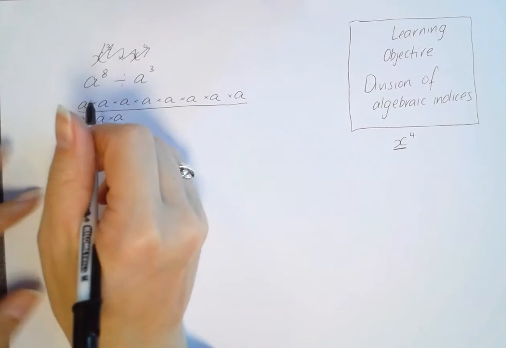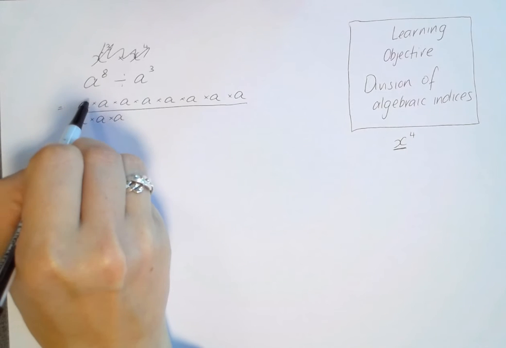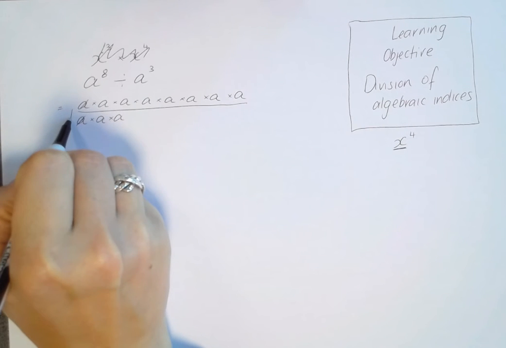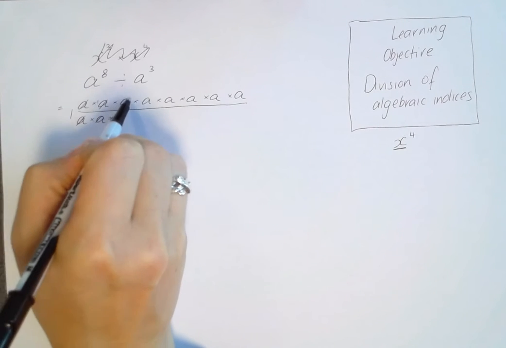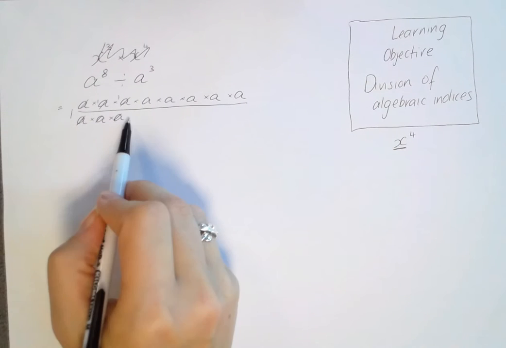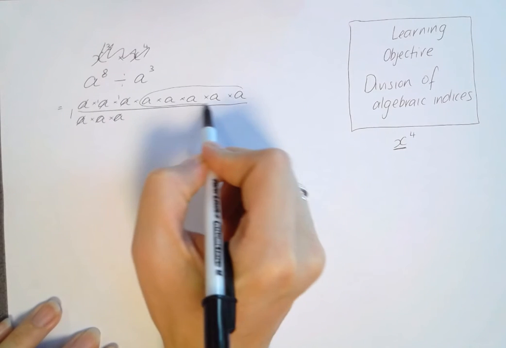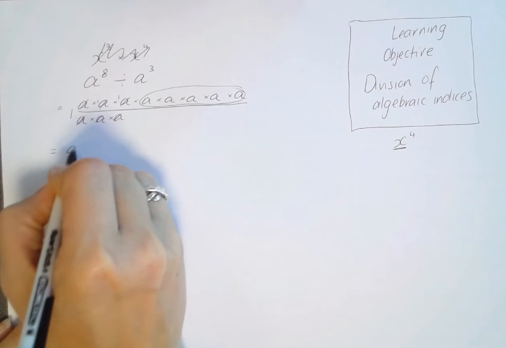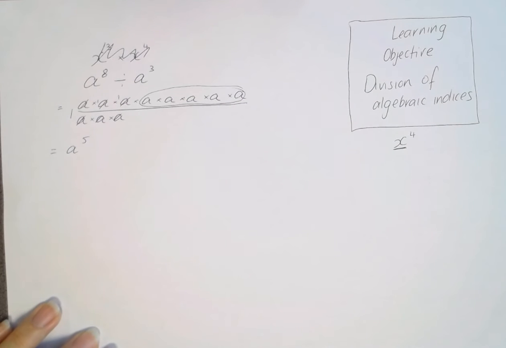Now we know if we divide something by itself, so a divide a will actually equal 1. A divide a equals 1, a divide a equals 1. So now we're left with nothing on the bottom and 5 a's on the top. So what we've got here is a to the power of 5.